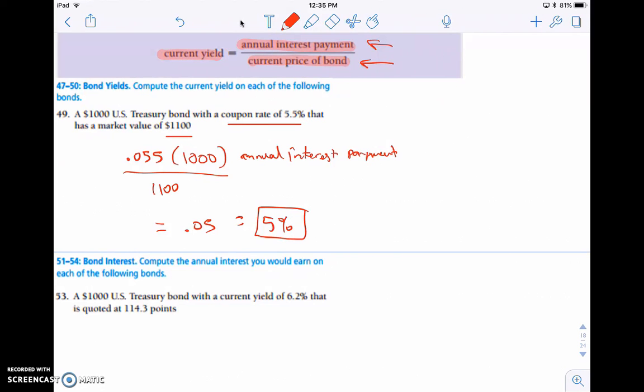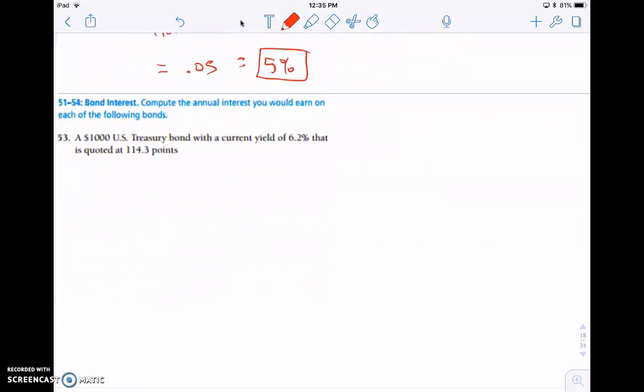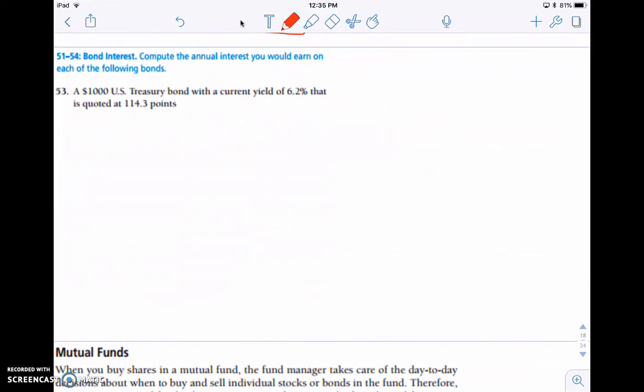Now, the next one is we're going to be looking at how to find the bond interest. And a lot of times they'll talk about bonds, they'll say something like points. When we're looking at points, that's just another way of saying percent. So 114.3 points, it's like 114.3%, means we're gaining on this. And so in this case, we want to compute the annual interest.